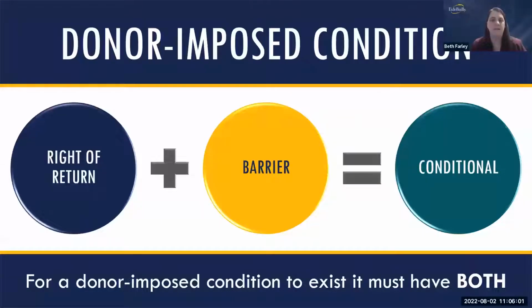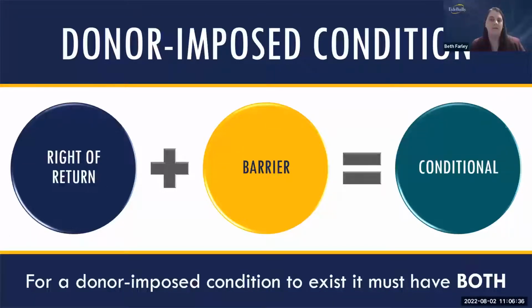I like this graphic here because it drives in the point that I was just mentioning, that a donor-imposed condition has to have both of these things. The right of return or release from the donor's obligation must be determined from the agreement or another document referenced in the agreement. Sometimes it'll reference something else, but it must be defined in there. Then the barrier has to be something that is going to be overcome. In the next slide, we'll talk a little bit more about the barrier.